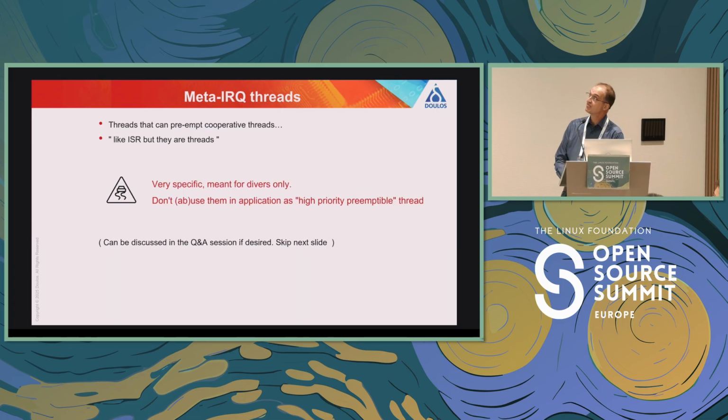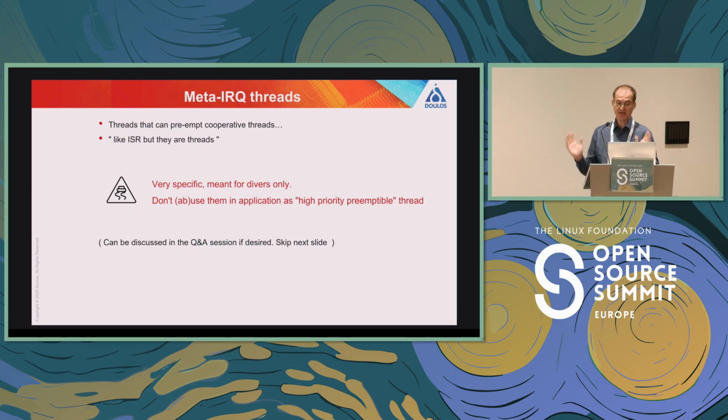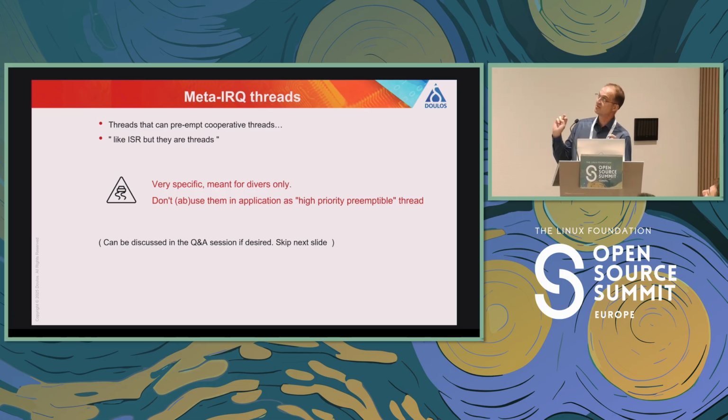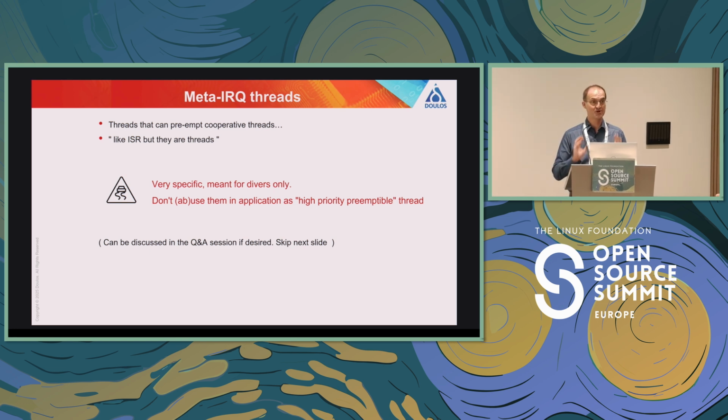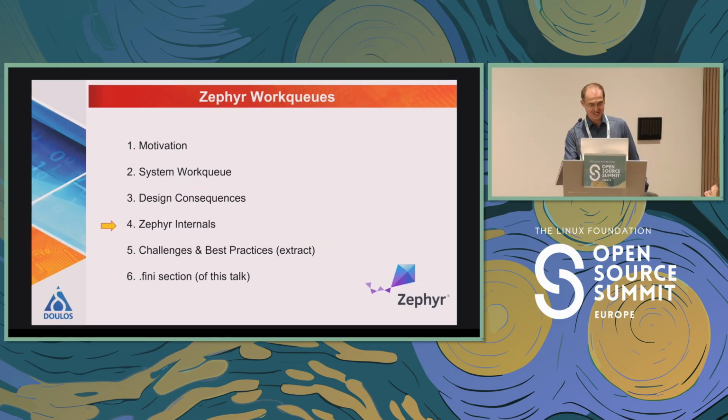There is something called meta-IRQ. I don't want to spend too much time on it. The idea is to have a thread that can preempt cooperative thread. They are very specific. They are really meant for drivers. Please don't abuse them in application as high priority preemptible thread. That's not meant to be like that. We can discuss that in the QA session if you want. So I skip the slide here.